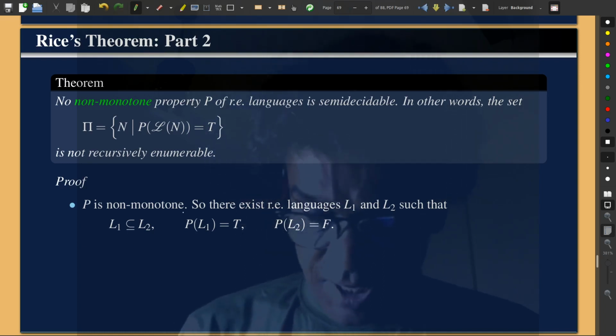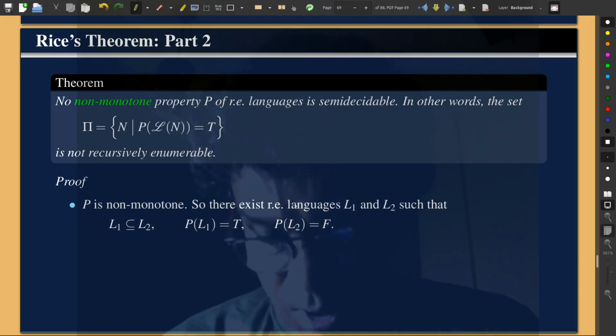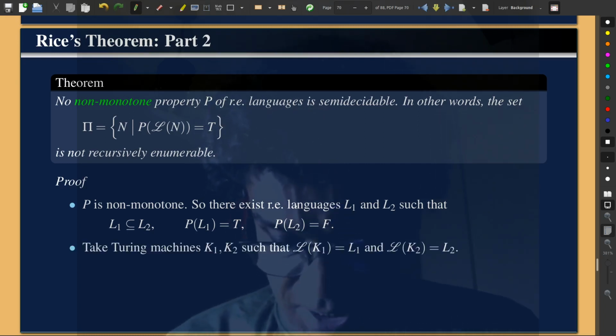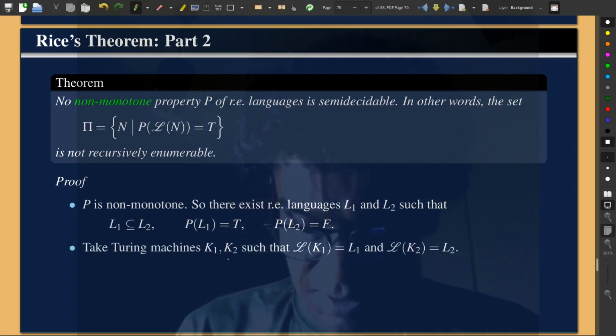So you fix any two such languages L1 and L2, and since these are RE languages, you will have some Turing machine K1 accepting L1 and some Turing machine K2 accepting L2. So take any Turing machines K1, K2, such that the language of K1 is L1 and the language of K2 is L2.